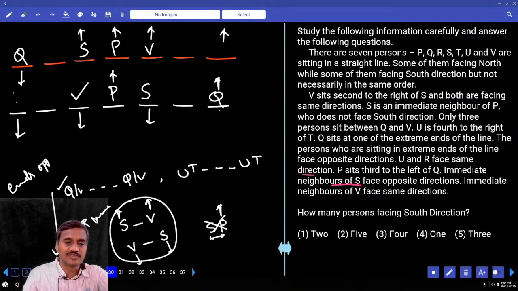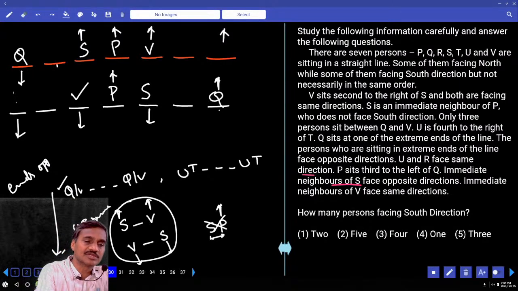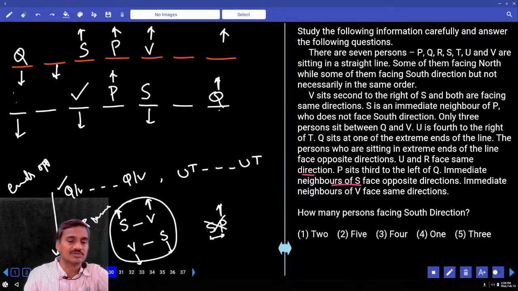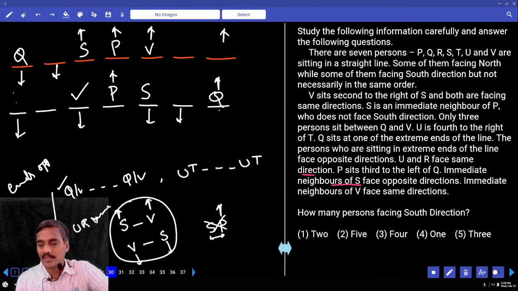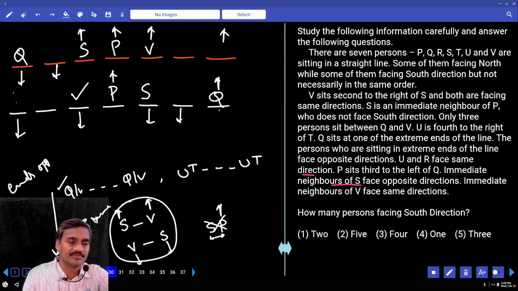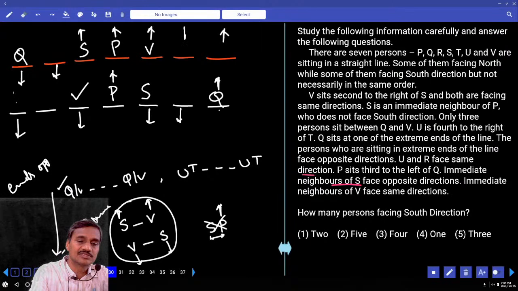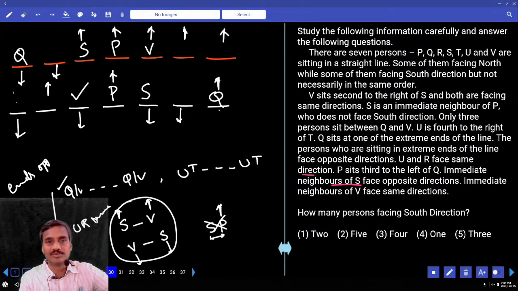Immediate neighbors of S face opposite. Immediate neighbors of S are facing opposite, so this person must be south. And immediate neighbors of V face the same direction. Here also immediate neighbors of V are facing the same direction. Then, do we have any other information?